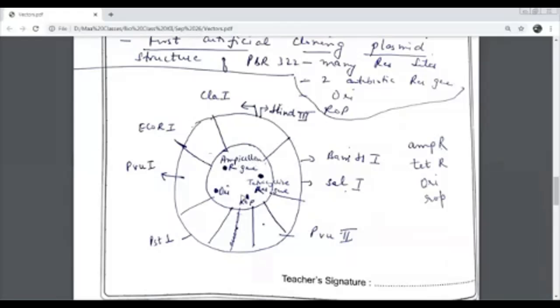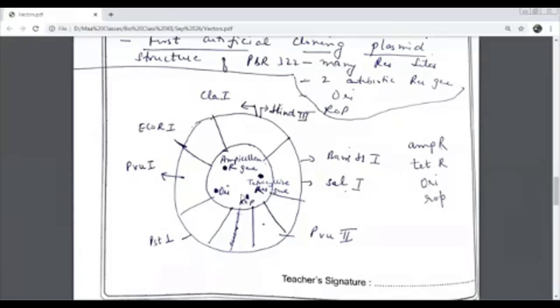Come on, tell me quickly. How many restriction sites in PBR 322? 8. How many antibiotic resistant genes? 2. Name them. Ampicillin resistant gene and tetracycline resistant gene. Yes, tetracycline.